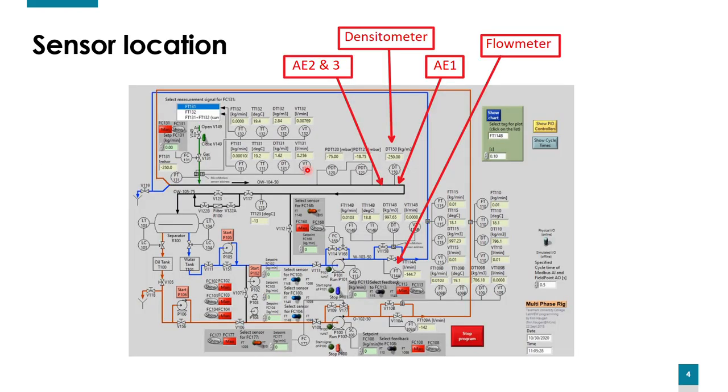So, the location of the sensors we use here: you have one flow meter here that we use for measuring the amount of water in the flow, and we have a densitometer at the end of the straight pipe segment. Right before the densitometer we have two emission sensors, and right after we have one emission sensor.